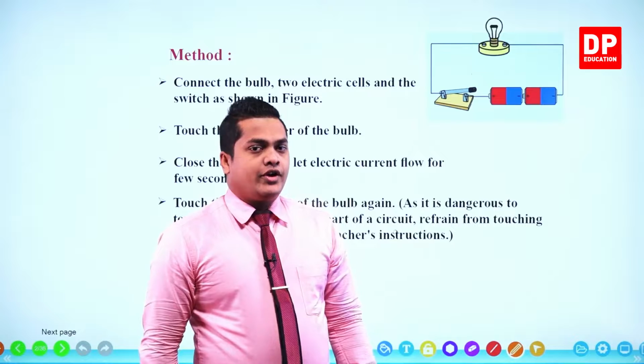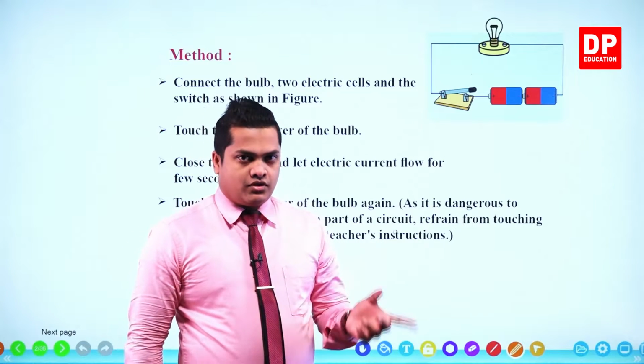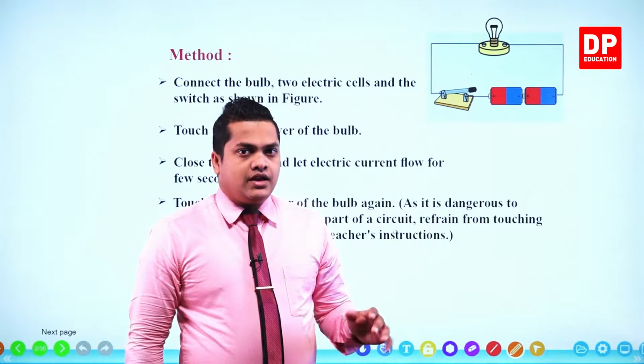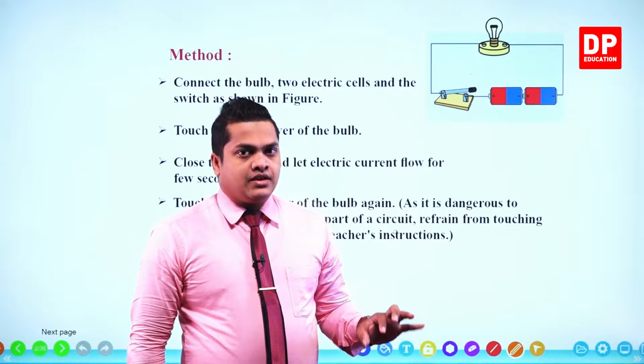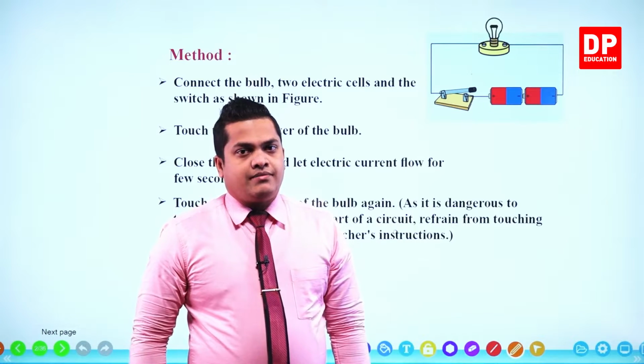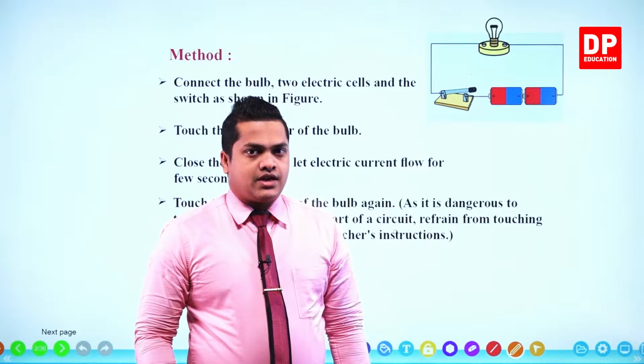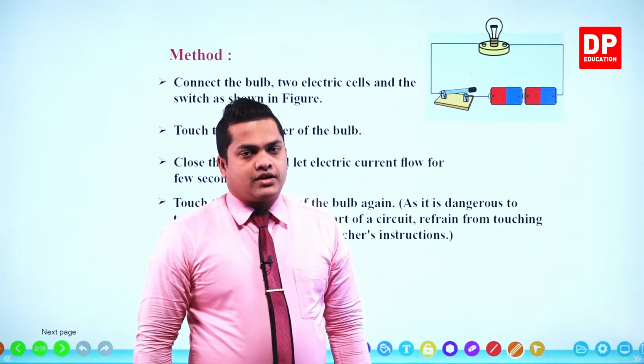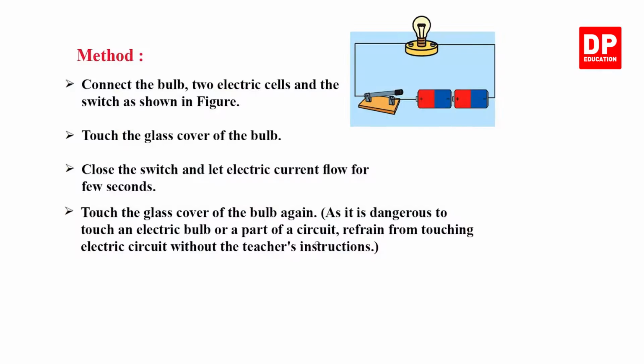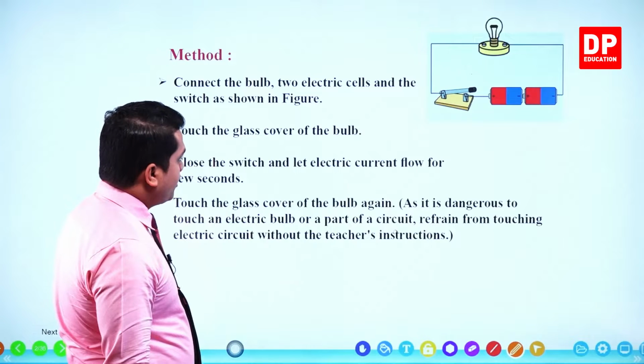Then we are going to turn on the switch. We have to close the circuit, then leave it for some time. Then we are going to check whether the light bulb has heat or not. So that's how we are going to conduct the activity. My dear children, this is the way of doing our activity.